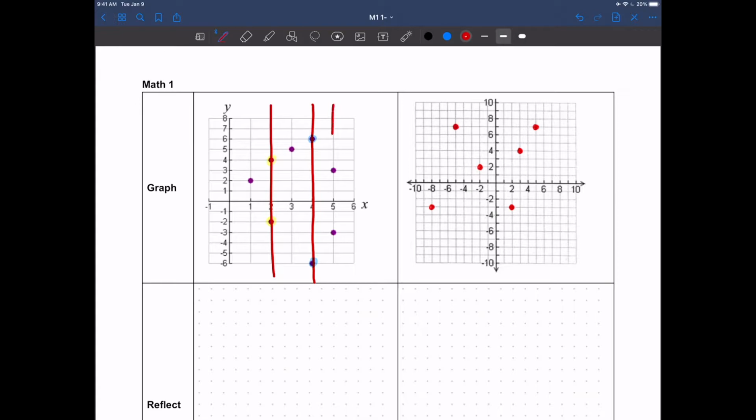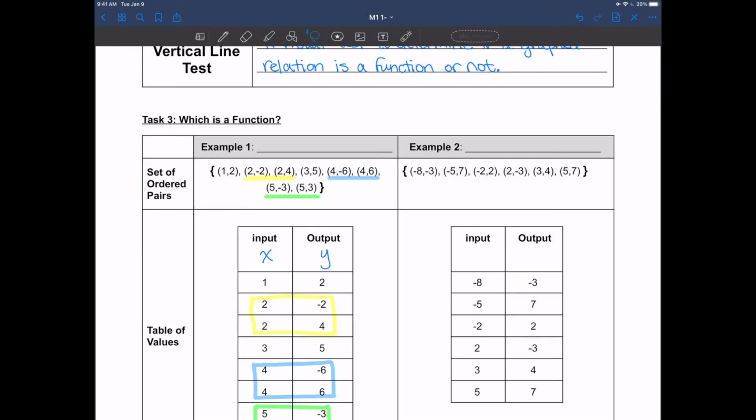And lastly, I can put one at x equals 5. You only need to find one vertical line, just one, that will intersect more than one point at a time. So in this case, you have 3 options for determining whether or not this is a function. So now I'm back on the previous page, and we can confidently say that example 1 is not a function.